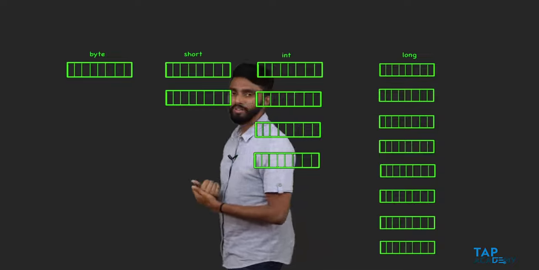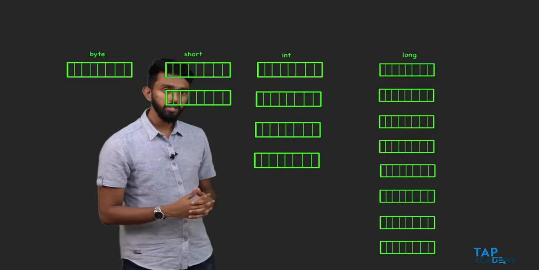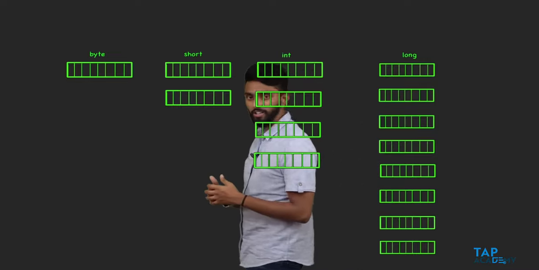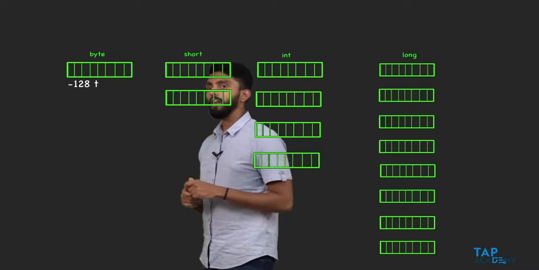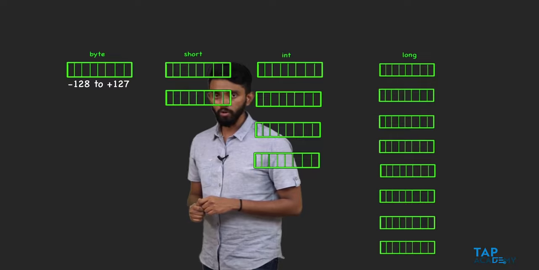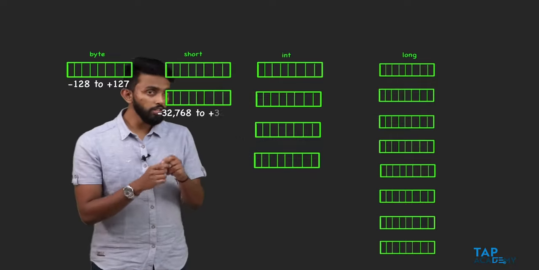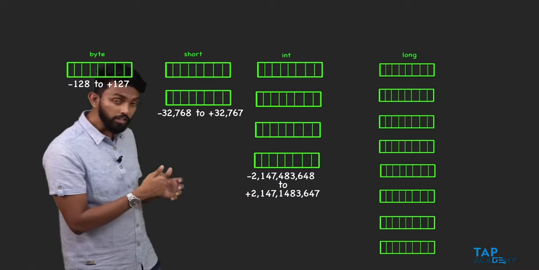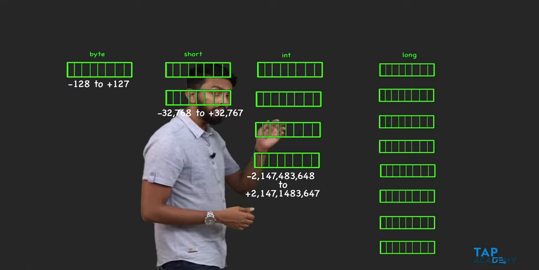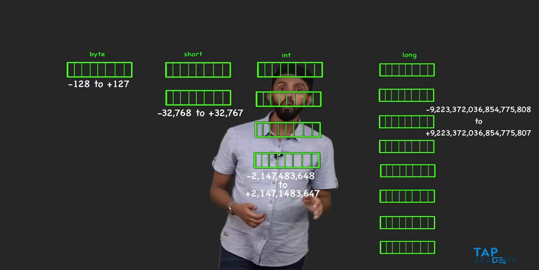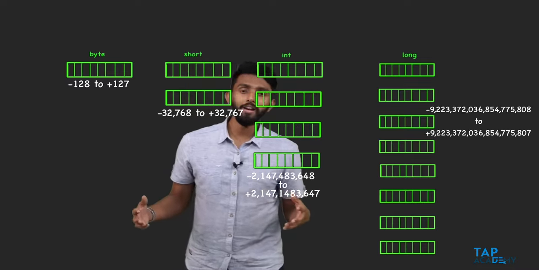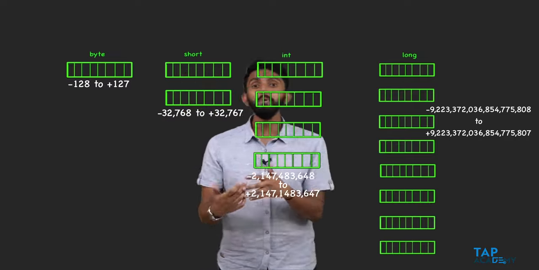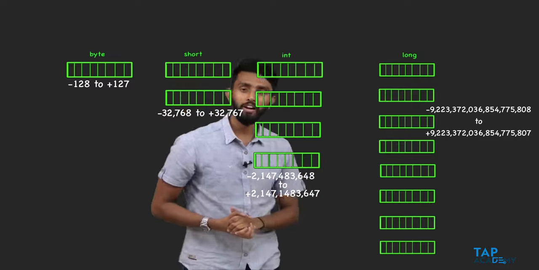Any confusion till here? Now, the question is, you guys know that different data types have different ranges. For example, this is the range of values that byte can store, right? This is the range of values which short can store. This is the range of values which int can store, huge range. And that is the range of values that long can store. So clearly you can see that the range of values is literally doubling in each of the data types.